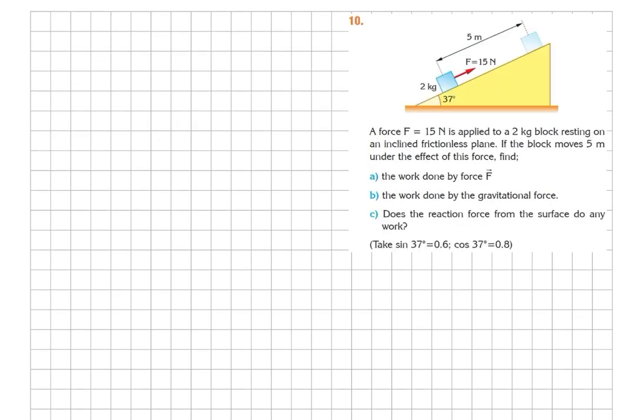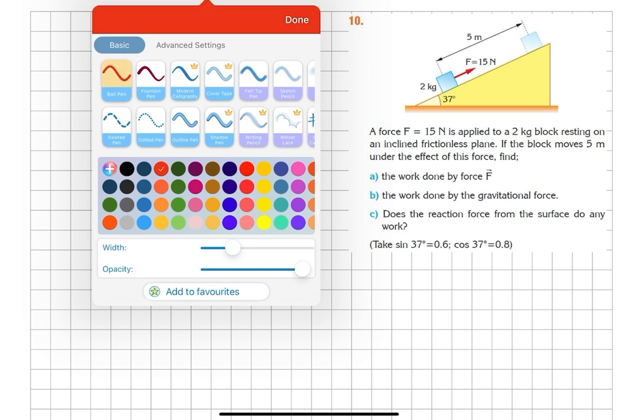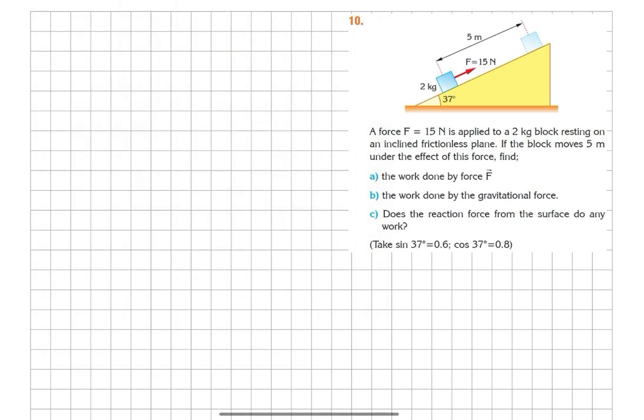10th question. A force of 15 newtons is applied to a 2 kg block resting on an inclined frictionless plane. If the block moves 5 meters under the effect of the force, find the work done by force of F and the work done by gravitational force. Does the reaction force from the surface do any work? So for the first one, the force is applied parallel to the surface. That means our formula for it will be just force times the distance traveled.